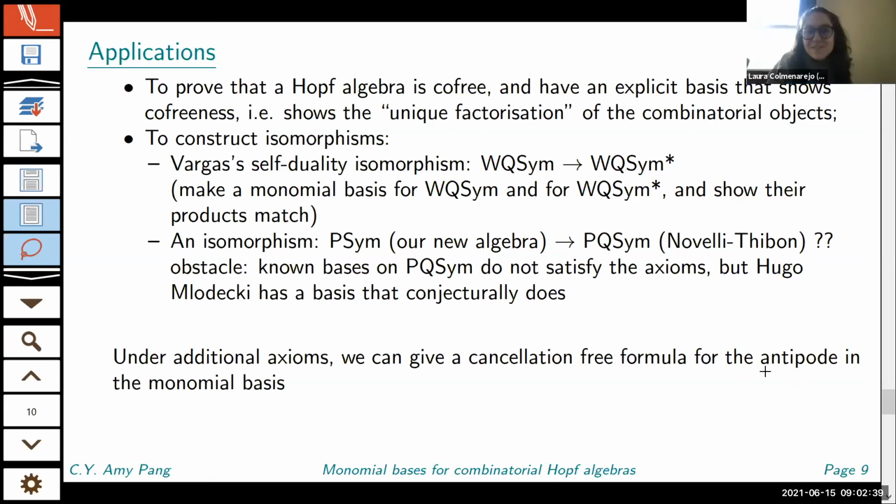Okay, that's really nice. I was going to ask about the cancellation-free formula. It's very bad inclusion-exclusion, but it's basically Aguirre-Sottili.